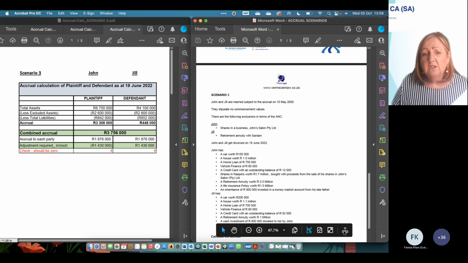Okay, so not very difficult, this one, Mervyn. I think the most difficult one was scenario 2, but I think it's just the principle of realizing what is included and what's excluded in the ANC contract. So that would be the starting point before you do these calculations.